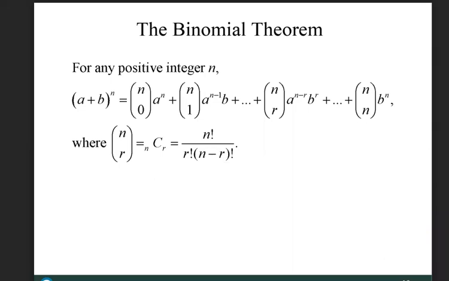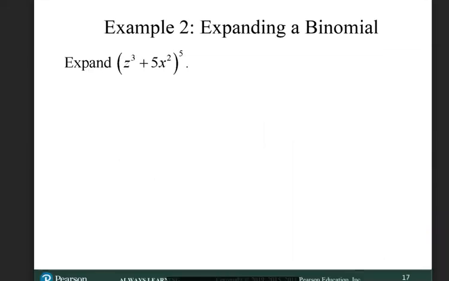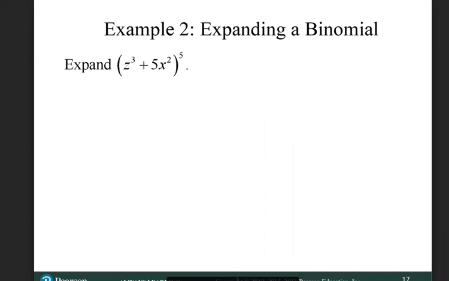Okay, so let's look at one more example. Expand this. Now it will make more sense why I had labeled A equals and B equals on our previous example. I'm going to start out by saying our exponent is 5. Now our A is z cubed. Our first term is z cubed. Our B is 5x squared. That's our second term. If it had been subtraction, my B would be negative, right?